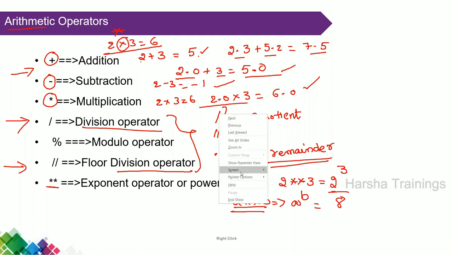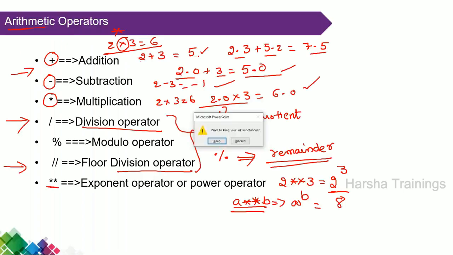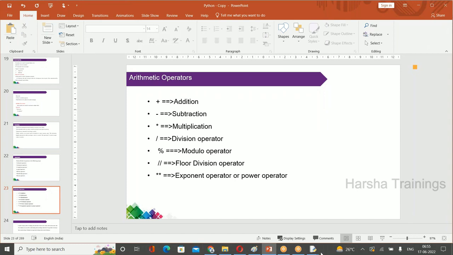Okay, now I will explain this one. 5 by 3. How are we performing this operation? 5 is an integer, 3 is an integer. In this one, we are not considering the type. So simply 5 divided by 2, for simple calculation. Whatever we get, that is my answer. 2 into 2.5 is equal to 5, the remainder is 0. Here the answer is 2.5. Now let's check whether it is right or wrong. I will explain all the operators with execution.